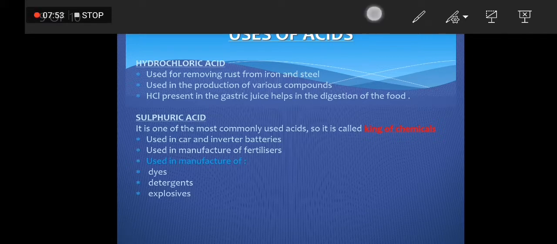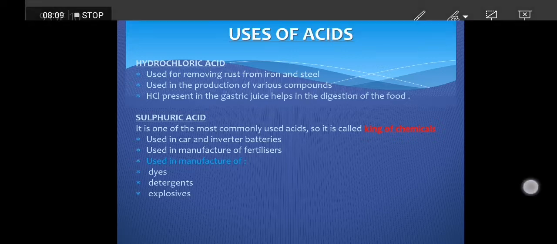Sulfuric acid is also called the king of chemicals because it is widely used in many areas. It is used in car and inverter batteries, and in the manufacture of fertilizers, dyes, detergents and explosives. Let us discuss some more acids and their uses.